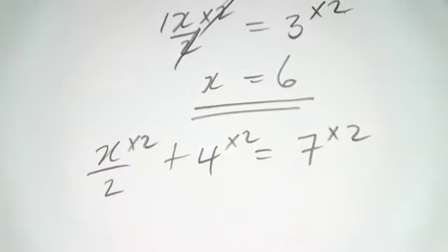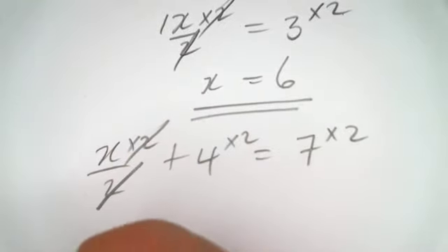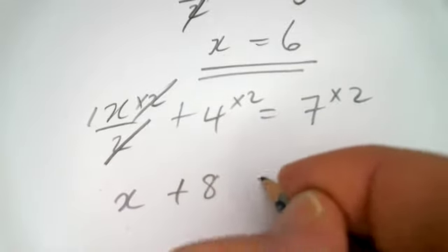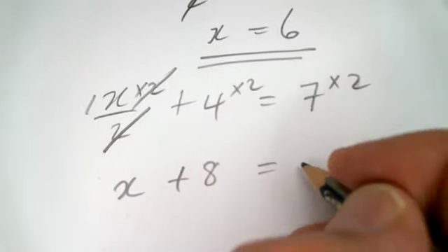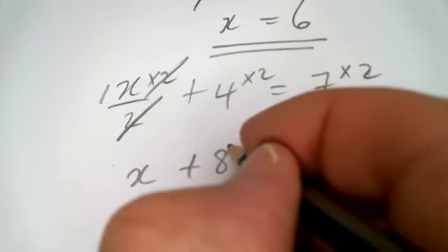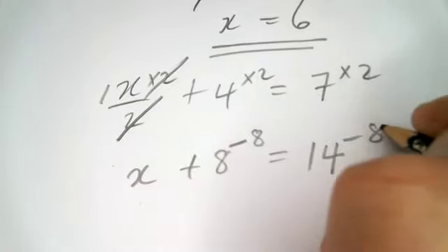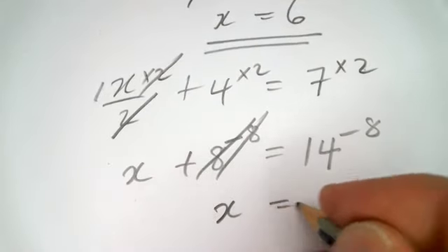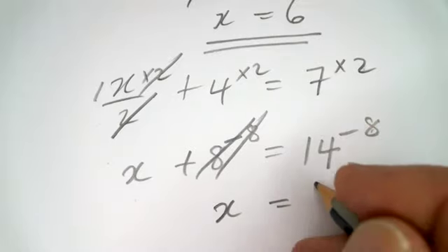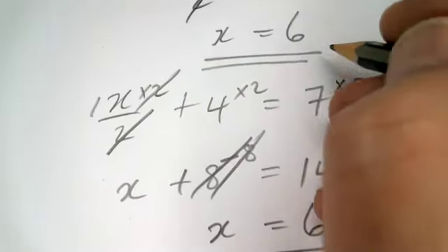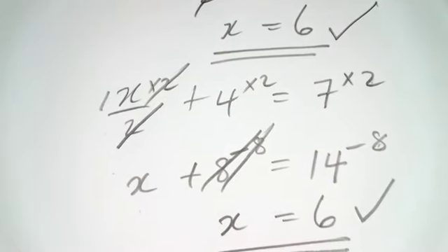By doing so, 2 divided by 2 leaves us with 1, and 1 times x is just x. 4 times 2 is going to be 8. And 7 times 2 is 14. Now, I want to get rid of the plus 8, so I'm going to subtract 8 from both sides. 8 minus 8 is 0, leaving me with an x. 14 minus 8 is 6. There's my answer, and you'll notice it's the same as the other answer.